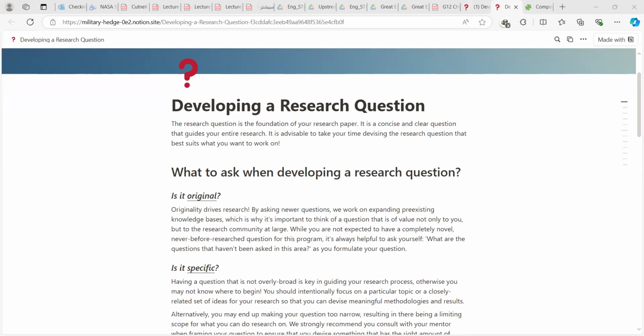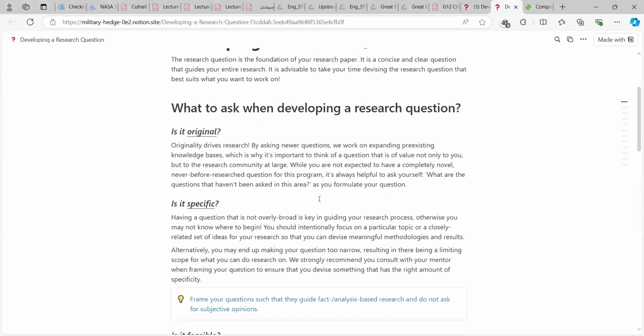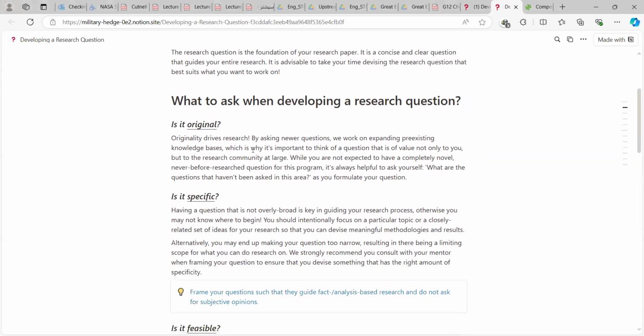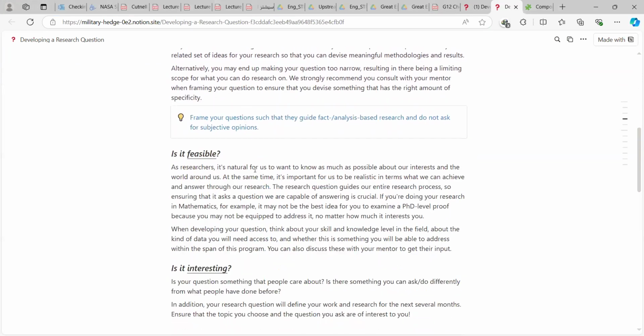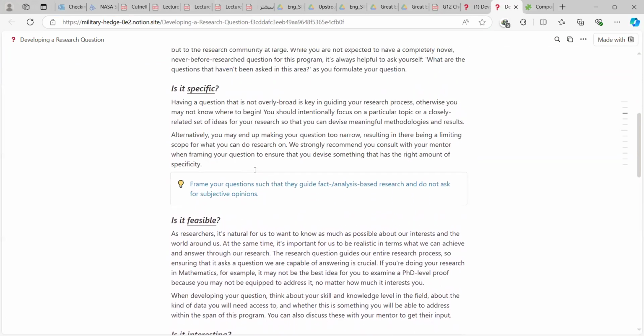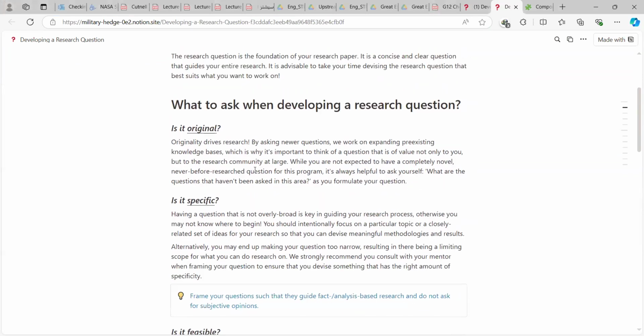Okay. So a well-crafted research question is the foundation of your research. It gives direction and helps in narrowing down your focus. Let's see an example of a research paper, if it's original or not. Your research question should be original, specific, feasible, and interesting. These are the 4 steps you follow while making your research question.